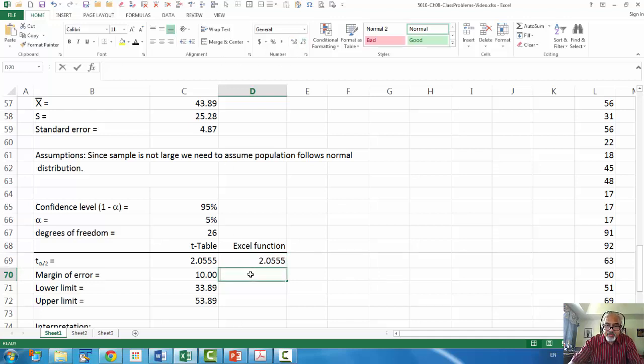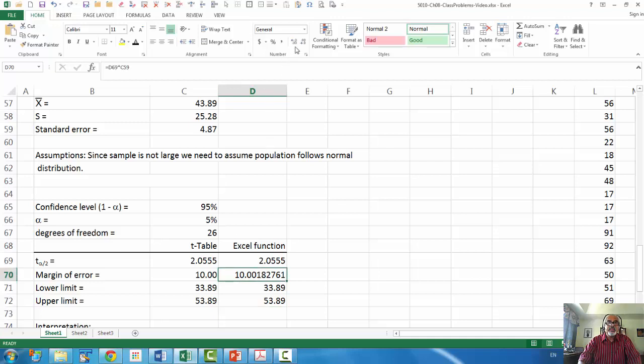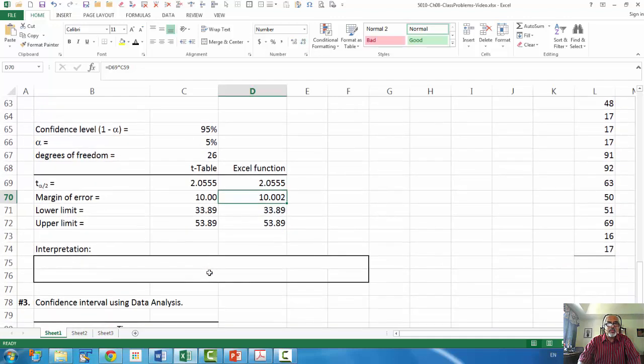Then the margin of error is t times the standard error, and then mean minus margin of error is the lower limit, and mean plus margin of error is the upper limit for the range. Obviously it is the same limit because the Excel function and the t-table are very close. Now the interpretation is exactly like what we have done previously, which is that we are 95% confident that the average time taken for an application to be approved is between 33.89 and 53.89 days.